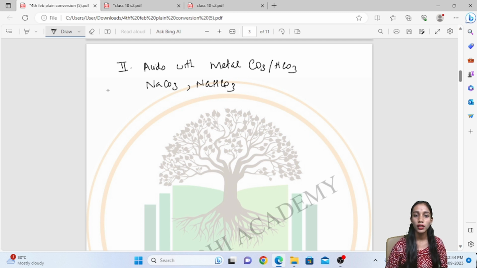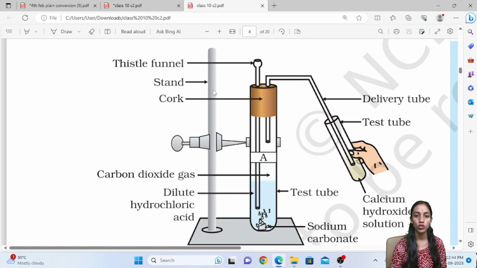Now how do they react with acids? First of all, acids react with metal carbonates and hydrogen carbonates to form a salt, water, and evolution of carbon dioxide gas. To explain this, I will show this diagram. Again there is a stand over here, and a test tube, and there is dilute hydrochloric acid in the test tube.